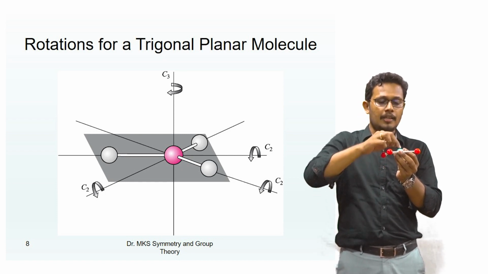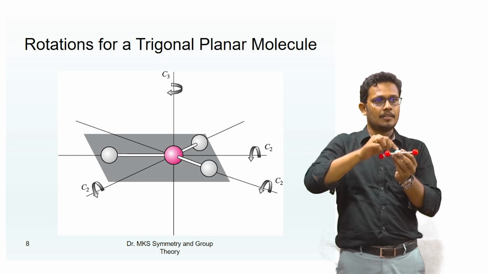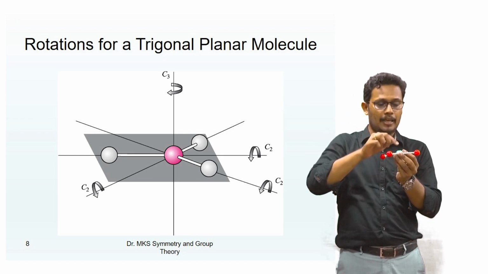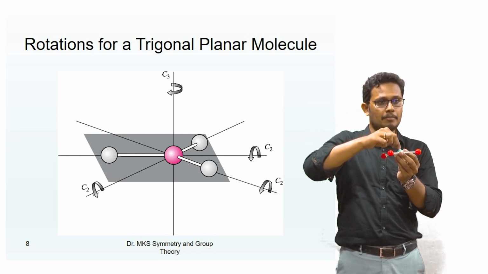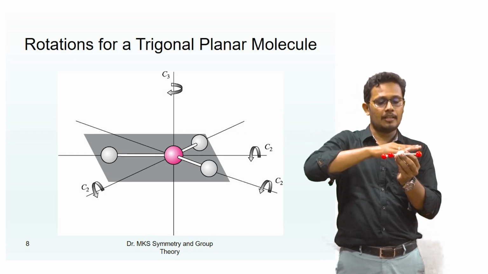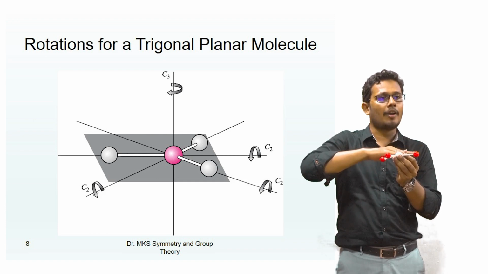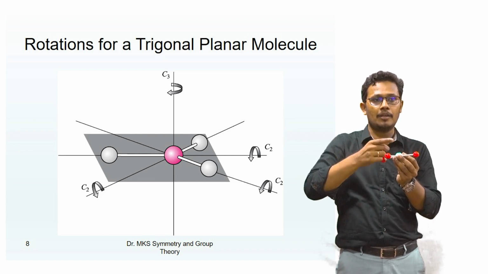Horizontal is nothing but, here we have the principal axis, and a plane which is perpendicular to the principal axis. Here we have the principal axis. Perpendicular to this we have a plane, which is the horizontal plane. Okay, and the third one is sigma D.